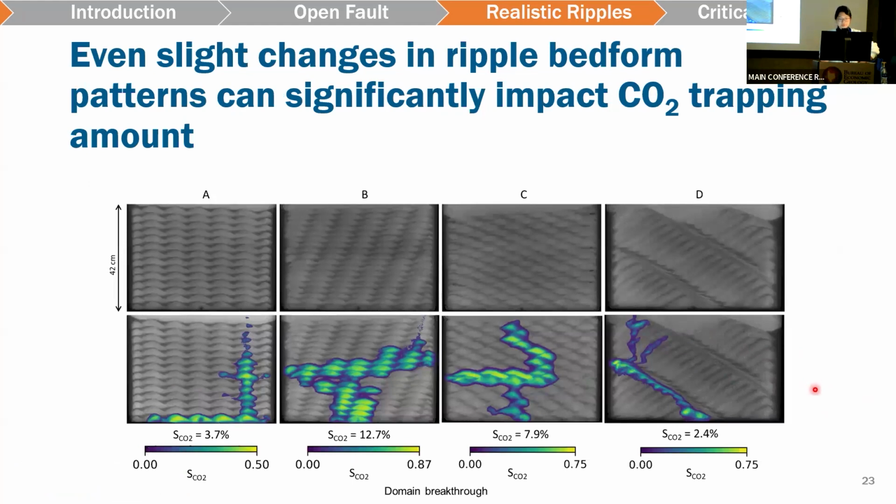So let's take a look at our first set of experimental results. Here you're looking at 4 different types of ripple bedforms. And we can observe that even just slight changes in ripple bedform patterns can significantly impact CO2 trapping amount. For example, the difference between A, B, and C domain is just whether the ripples are in phase, slightly out of phase, or climbing ripples, and finally completely out of phase. And you can see the trapping amount vary from 4% to about 13%. And this just means that 4% of the pore space is filled with the non-wetting phase or CO2.